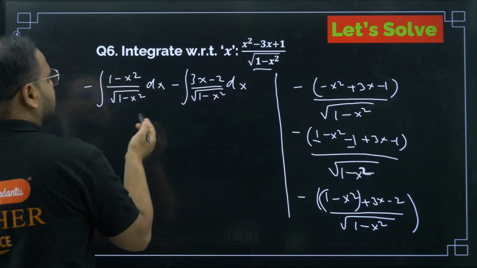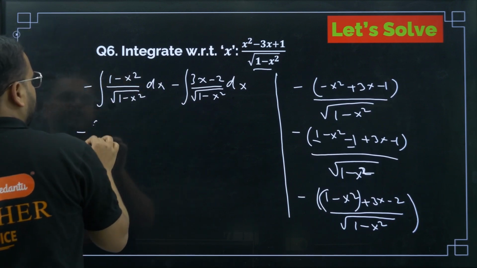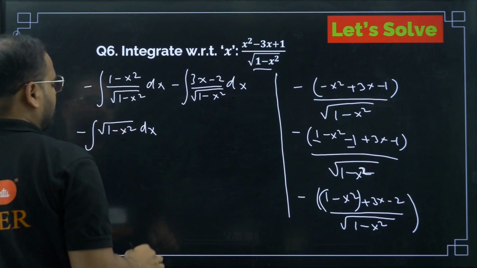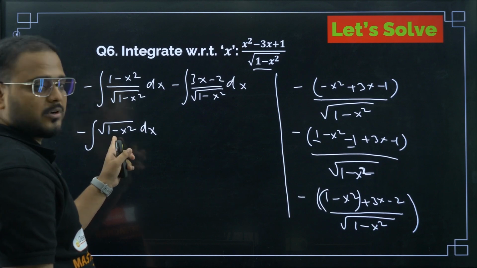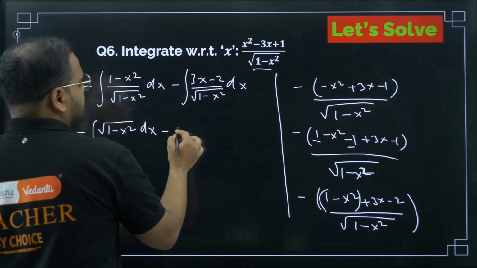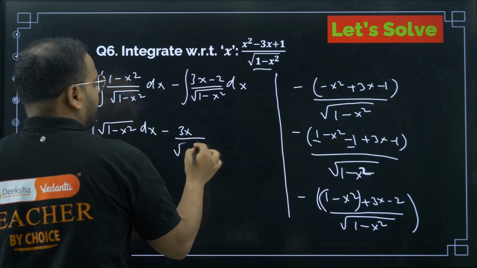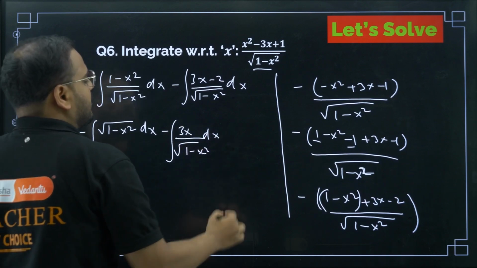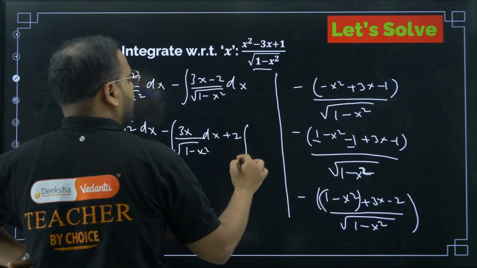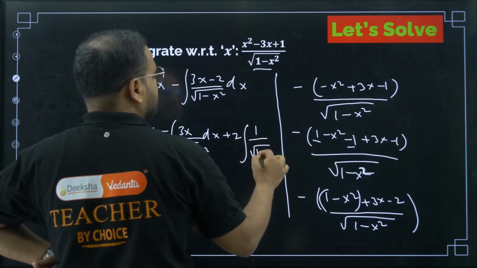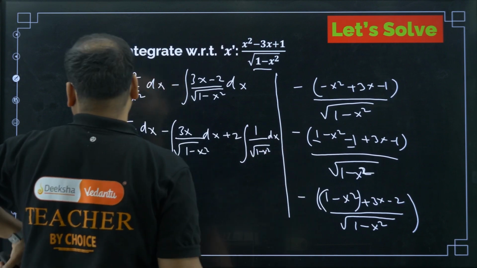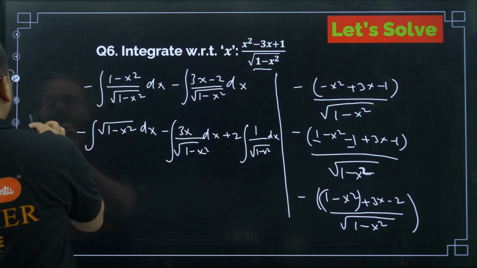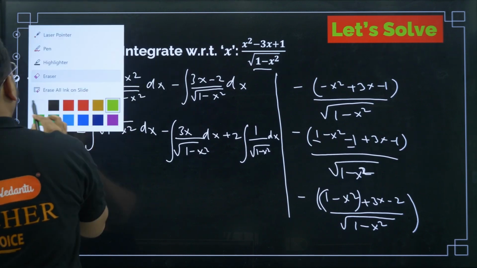Let's check again. I can separate this term again. This will become simply root of 1 minus x square. Same steps I have to carry for this: x by 2, 1 minus x square in the root, sine inverse of x by a. What about this? I'll get this as 3x by root of 1 minus x square dx, and plus 2 times the integral of 1 upon root of 1 minus x square. Okay, I'll not solve this question to the final answer because the previous one was the same thing. I'll give you a hint over here. You have to solve it from your end.